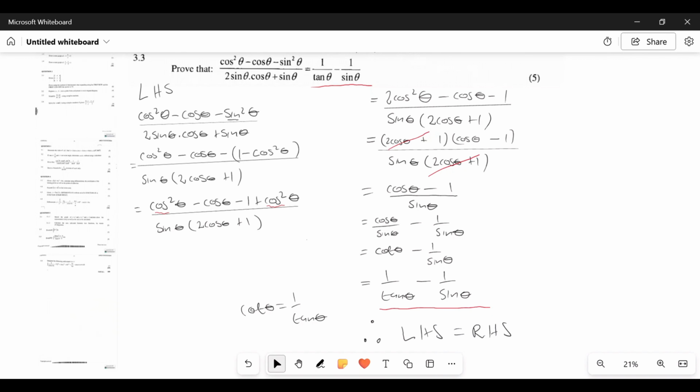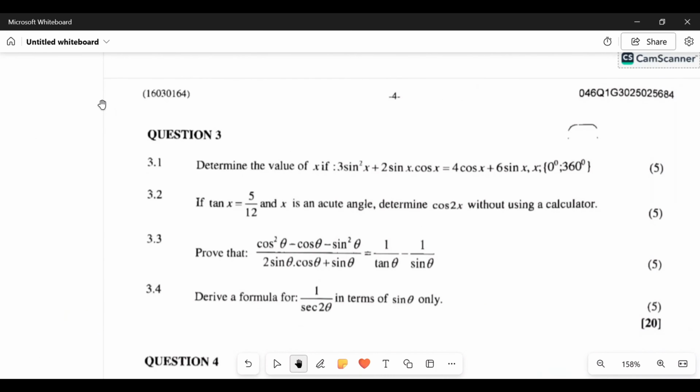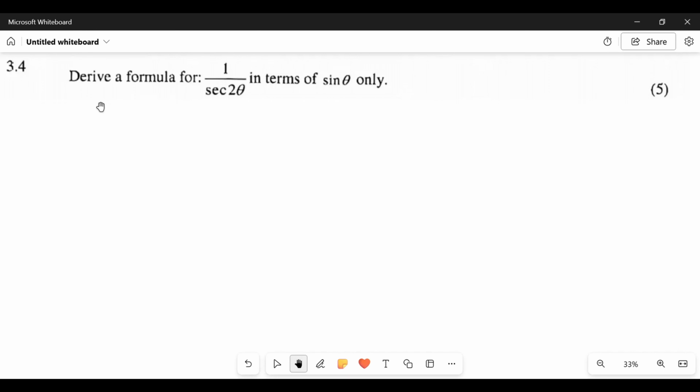Guys, we are done with 3.3. How about you go and do 3.4? Right, let's look at 3.4, which is the last question of this question 3. We're going to copy it, paste it where there is space, and we solve it.